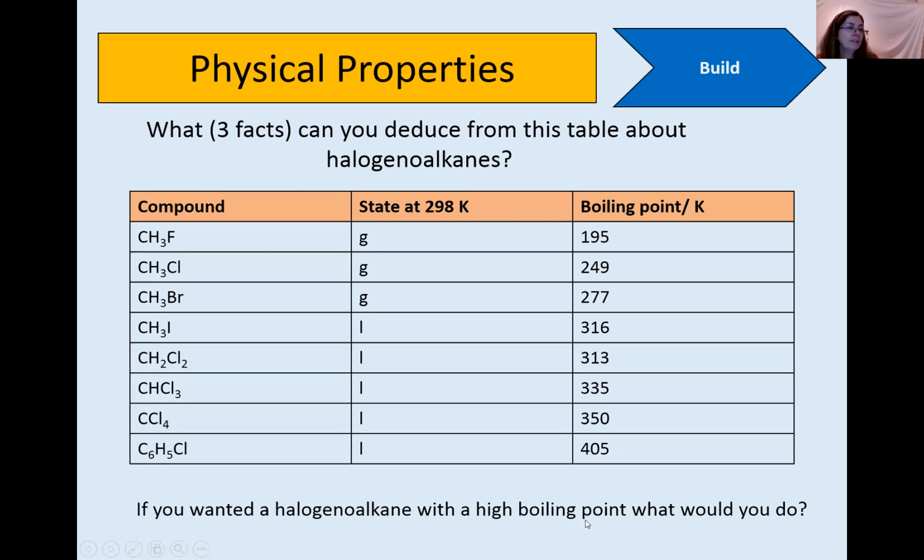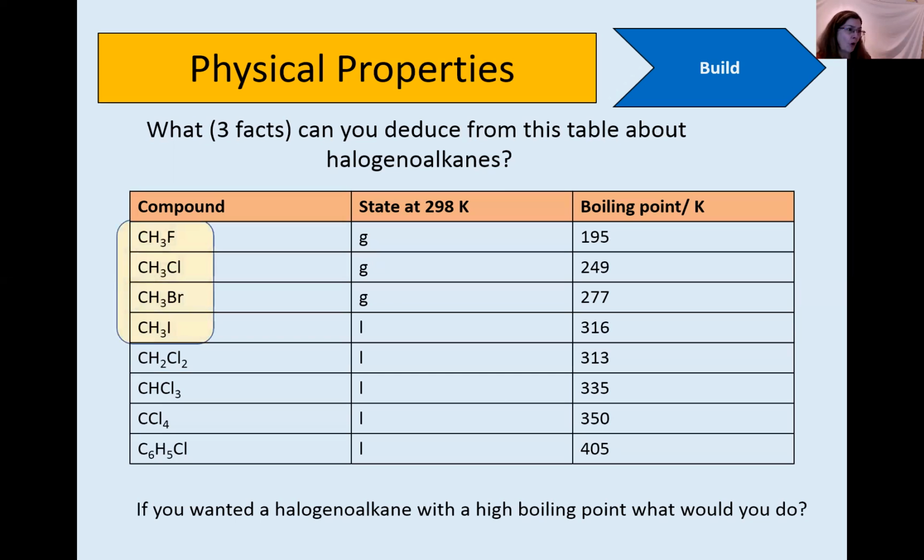Okay, so if you wanted a haloalkane with a higher boiling point, what would you do? Okay, so the trends you picked out, could you answer that question? If not, pause it and reconsider. Okay, if you wanted a halogenoalkane with a high boiling point, how could you change it, or how could it be changed so that you would get a halogenoalkane with a higher boiling point? So this is looking at the trends.